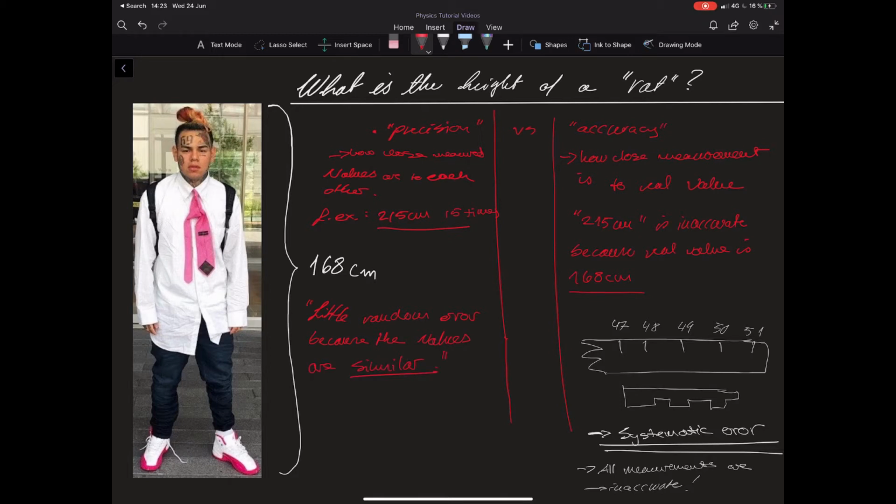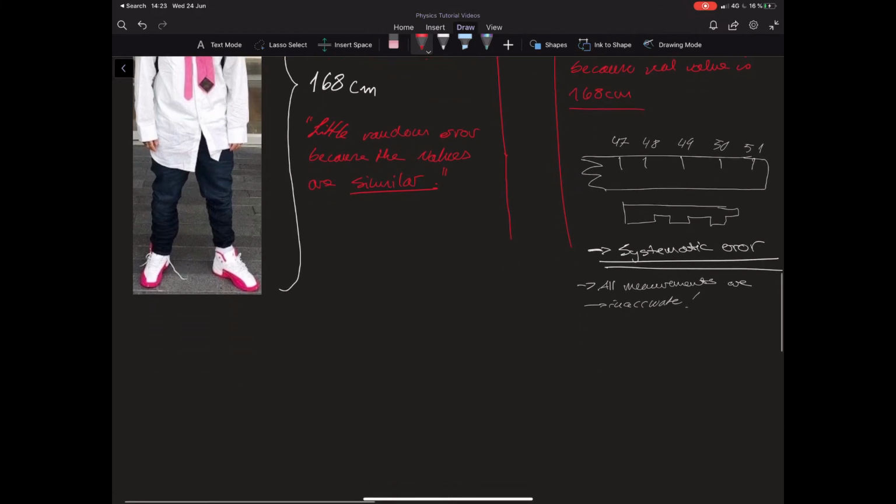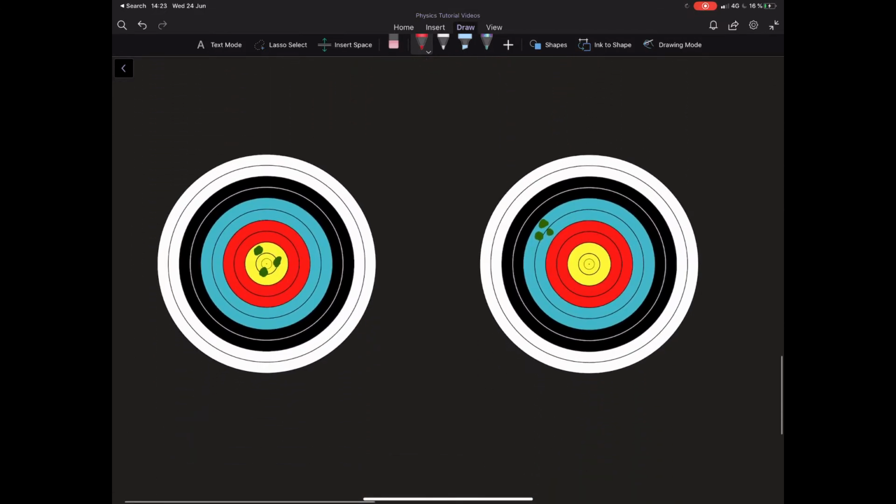Now, we can also illustrate this concept using 2 targets. So I've drawn 2 targets here. On them, I've drawn 3 green dots illustrating where the arrow has landed. You can sort of think of your aim as the measurement. On the left-hand side, we see that since they're close to the bullseye, your measurement is accurate. And since they are close to each other, they are also precise. However, on the right-hand side, they are far away from the bullseye, but close to each other. Therefore, this measurement is precise, but not accurate.